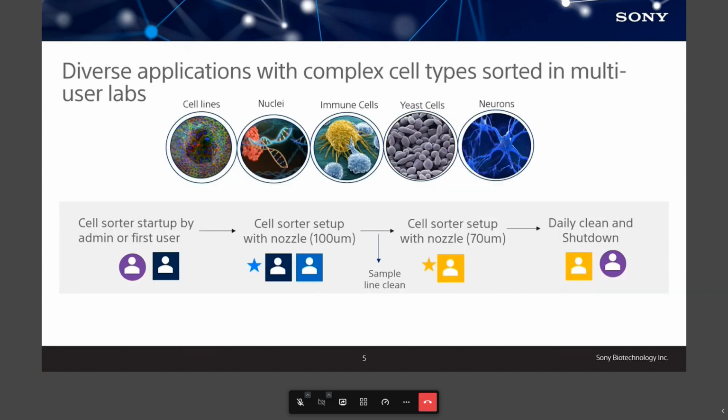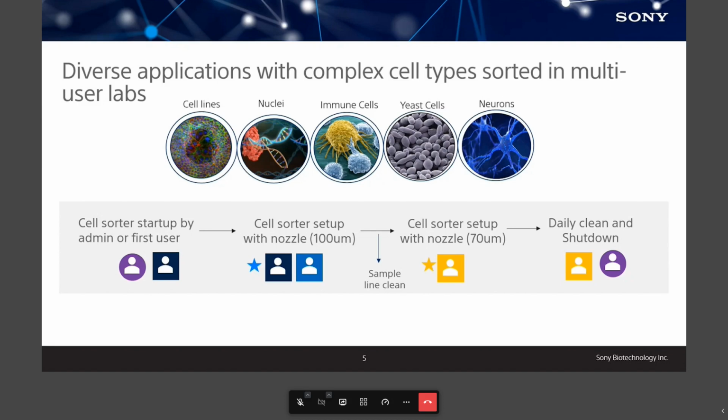So some diverse applications with complex cell types, anywhere from cell lines to nuclei, immune cells, yeast cells, other types of bacteria, neurons. This is not an exhaustive list, but these are all types of cells and applications that we've seen run on cell sorters.